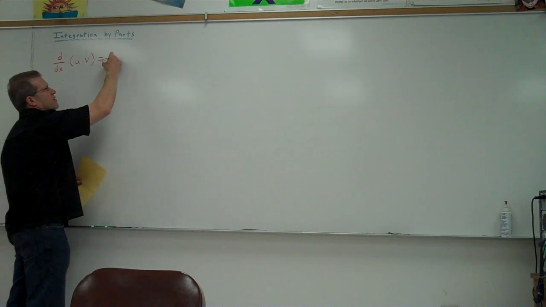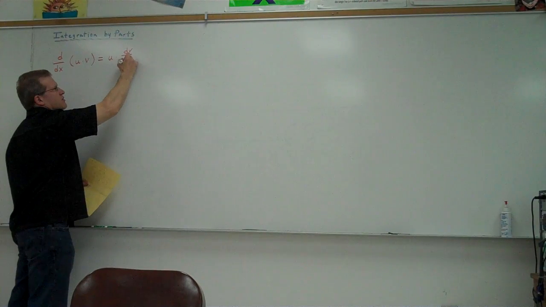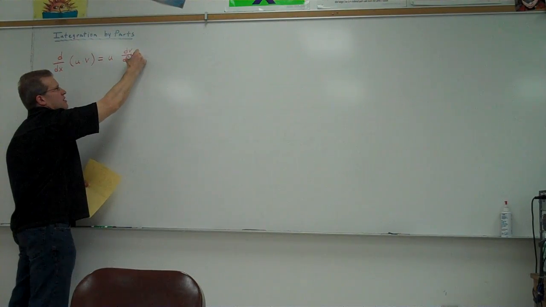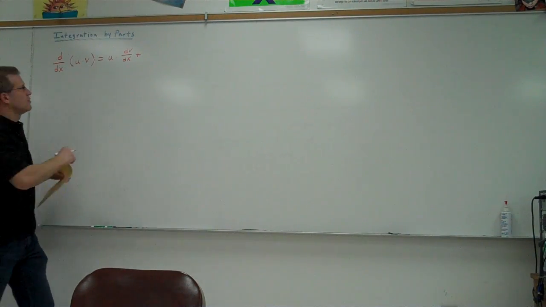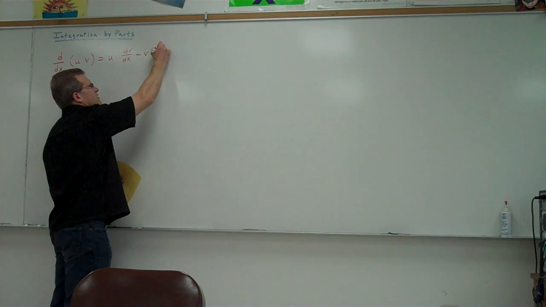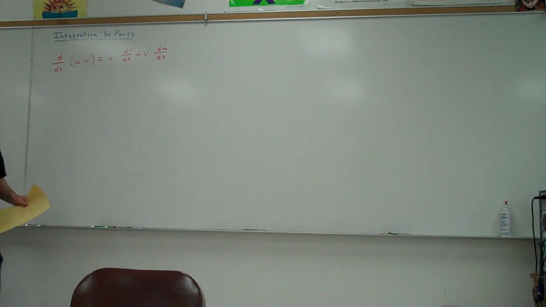I'm going to take u times the derivative of v, which I'm going to write as dv over dx, because we're doing the derivative with respect to x, plus v times the derivative of u with respect to x. So that's one way we could write out the product rule.